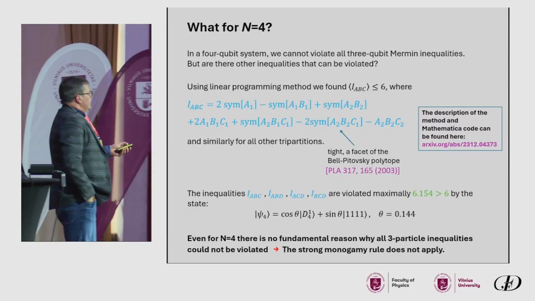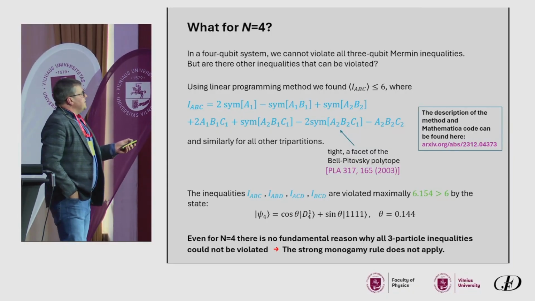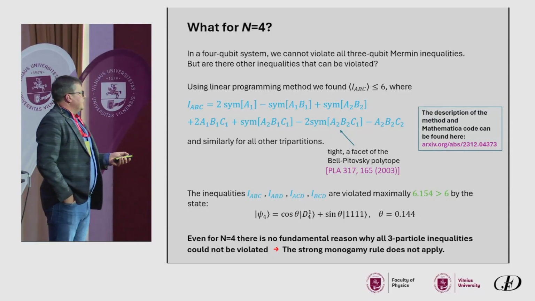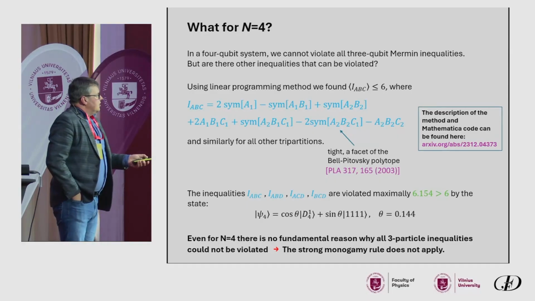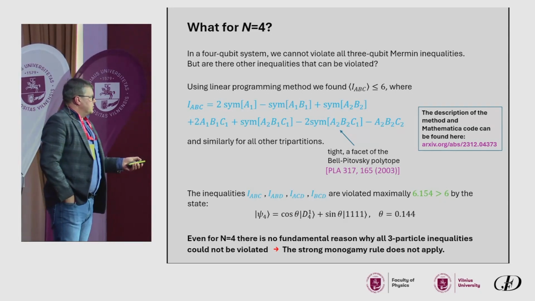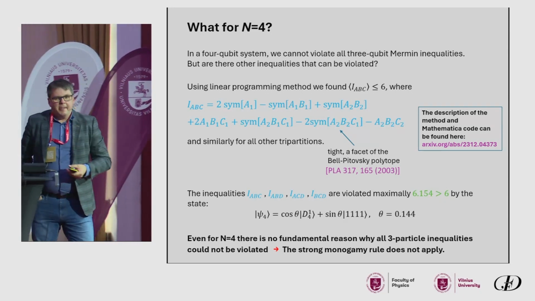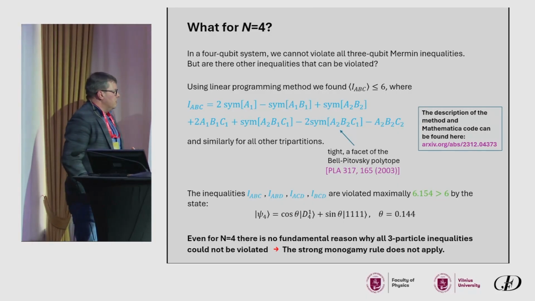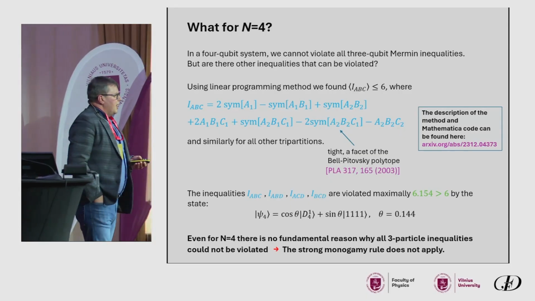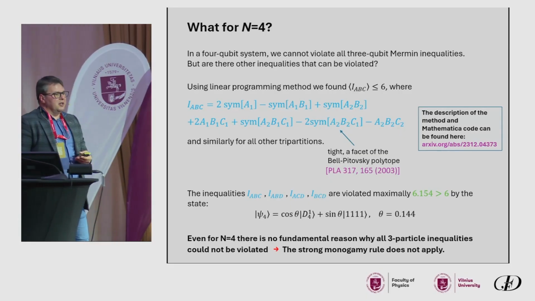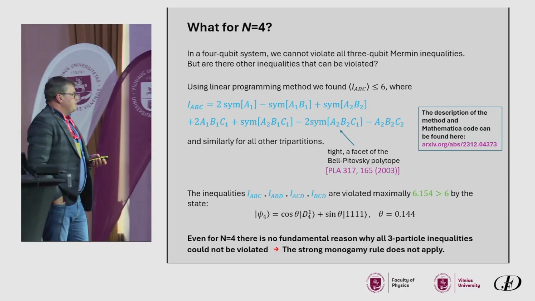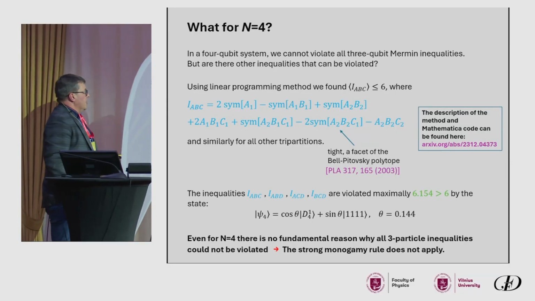And the found inequalities, all of them are violated maximally by the following state, which looks familiar. It is again some particular superposition of the W state and 111. So even for 4 qubits, for n equal to 4, there is no fundamental reason why all tripartite Bell inequalities cannot be violated. So the strong monogamy rules do not apply here as well.